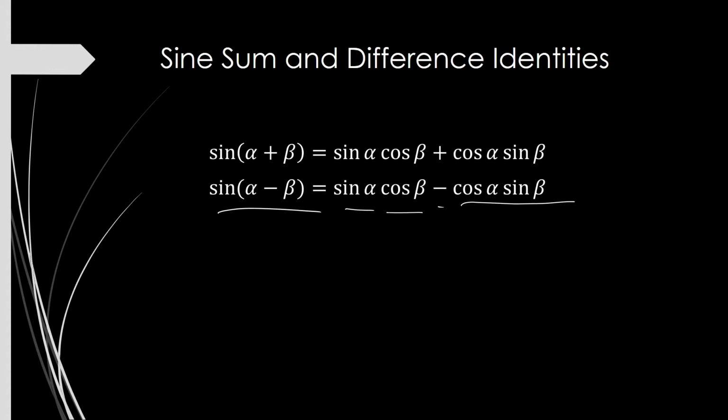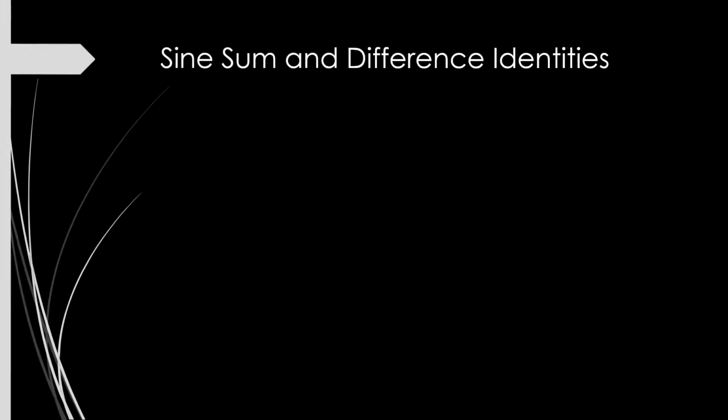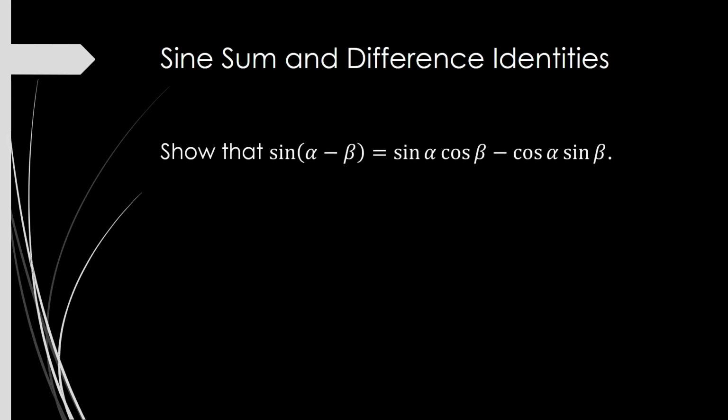There is a rhyming to this. For cosine, maybe you can still recall your cosine of alpha plus beta. It's cos cos, minus sin sin. But for the sum and difference identities for sine, it's sin cos. Show that sine of alpha minus beta is equal to this: sine of alpha times cosine of beta minus cosine of alpha times sine of beta.